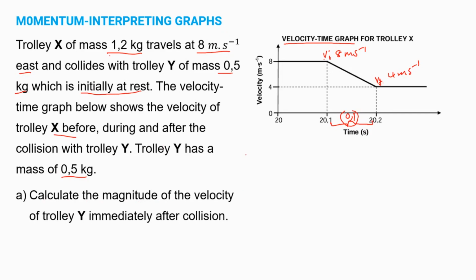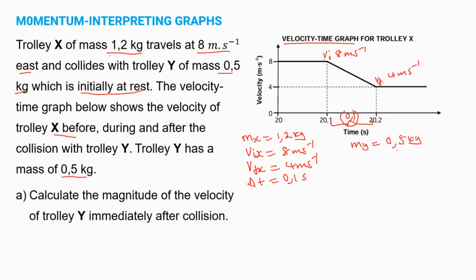Calculate the magnitude of the velocity of trolley Y immediately after collision. Right, let's check the information that we have. We have the mass of X, which is 1,2 kilograms. We have the initial velocity of X, which is 8 meters per second. We have the final velocity of X, which is 4 meters per second. Then change in time, which is 0,1 seconds.